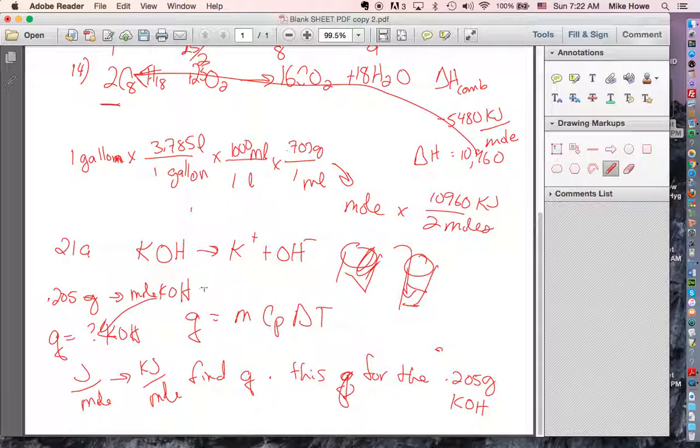So let's run through that again. We're putting potassium hydroxide in water. It's going to dissolve. It's going to make the water get warmer. So you use this formula to find the change in heat of the water. We know that was all caused by the 0.205 grams of potassium hydroxide. So now you change your 0.205 to moles, and then divide the Q, which was in joules, by the number of moles of potassium hydroxide that you had. That would give you joules per mole, then convert that to kilojoules per mole.